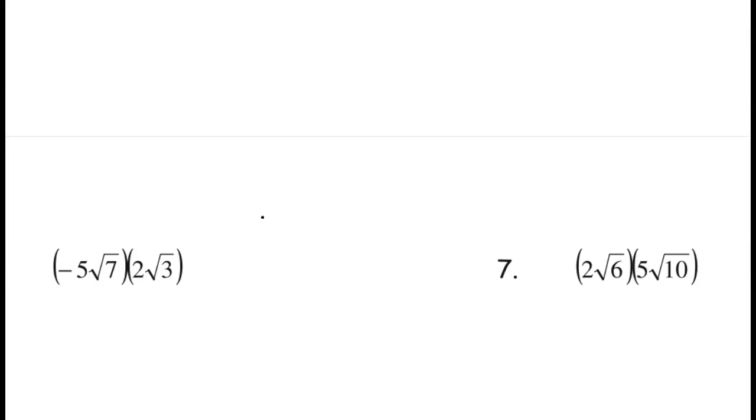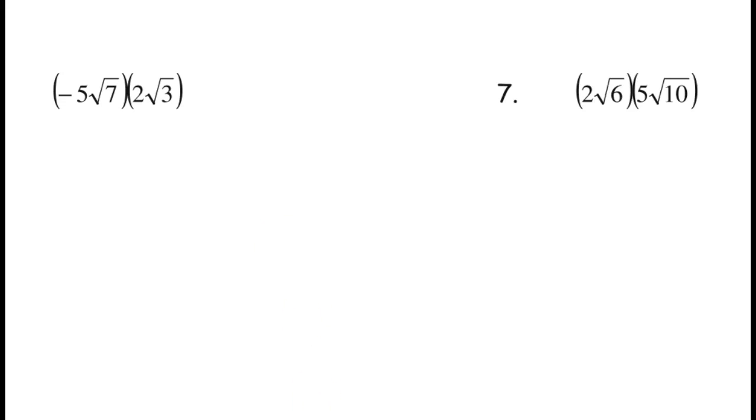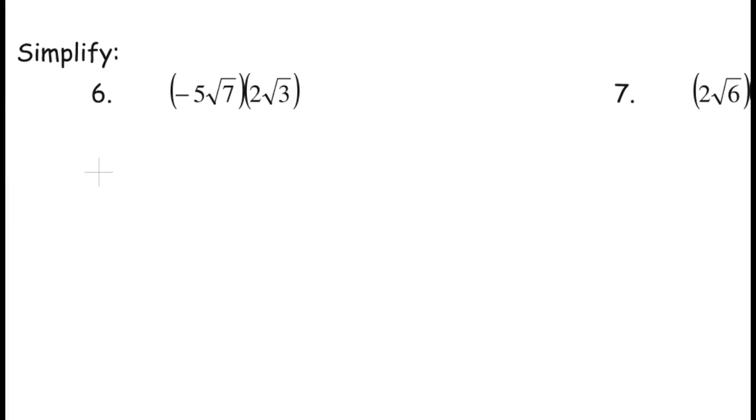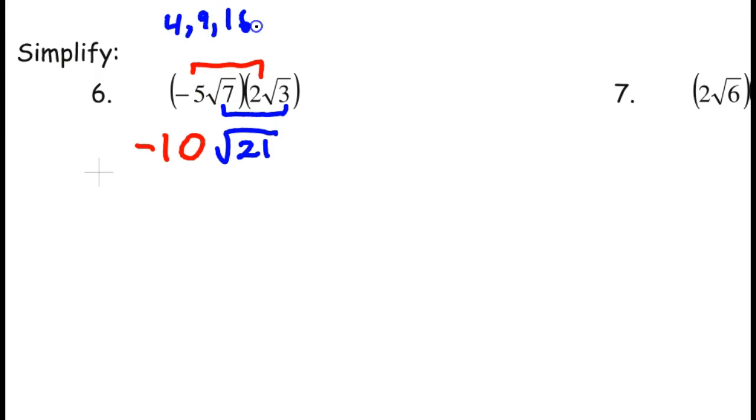Alright, let's head over to the back. One more review with the rational and irrational numbers. We have the rational part, negative 10, and the irrational part, the radicals, which would be the square root of 21. And again, you're looking to see if this reduces. So you're asking yourself, does 4, 9, 16, 25, any of these perfect squares go into 21 evenly? And in this case, it doesn't.